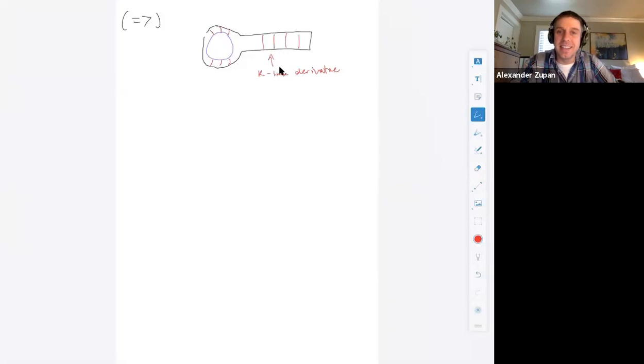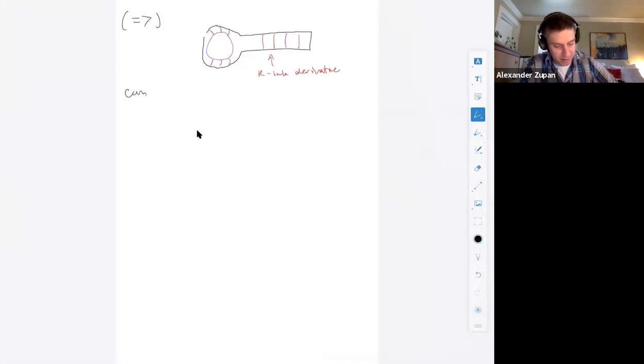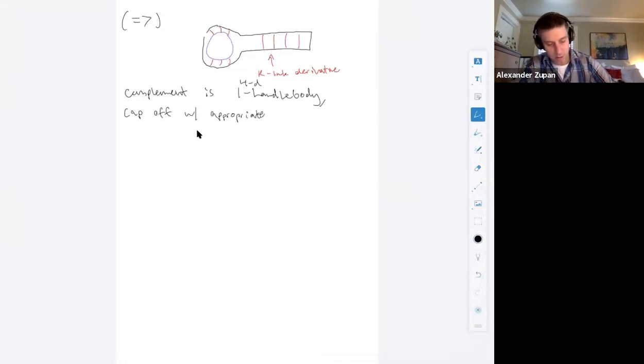And so I get this key-shaped piece. And since it's an R-link, I know that the complement is, well, it's a 4-dimensional one-handle body. And I cap off with the appropriate diagram. This is the standard argument in Dave and Rob's paper that a one-handle body has such a Morse 2 function. You use Waldhausen's theorem to make everything line up nicely, and it all works out.